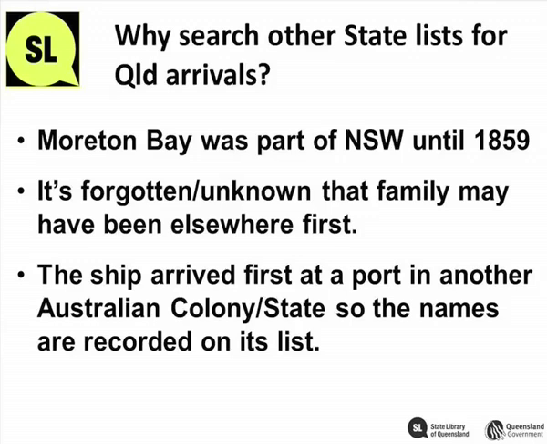So why search other state lists? Remember that Moreton Bay was part of New South Wales until 1859, and for that period the best lists are there, unless they're the Dunmore Lang ships, when you've got to look in those places mentioned and which are in your notes. It's forgotten or unknown that family may have been elsewhere first, and the ship arrived first at a port in another Australian colony or state, so the names are recorded on that list, not necessarily the Queensland one.